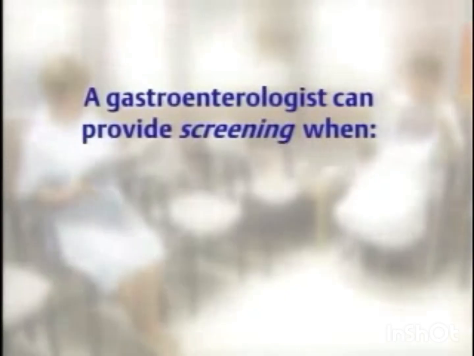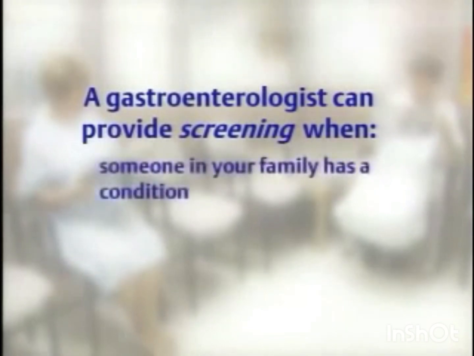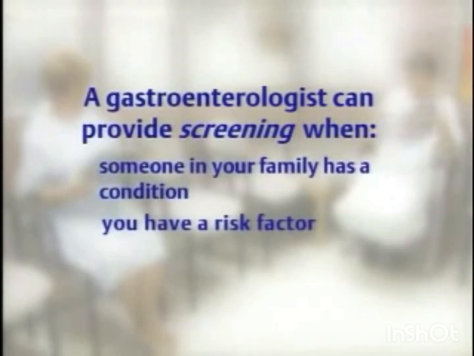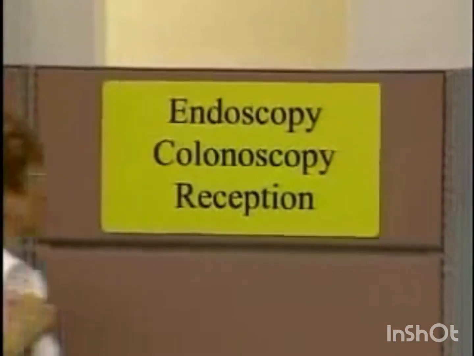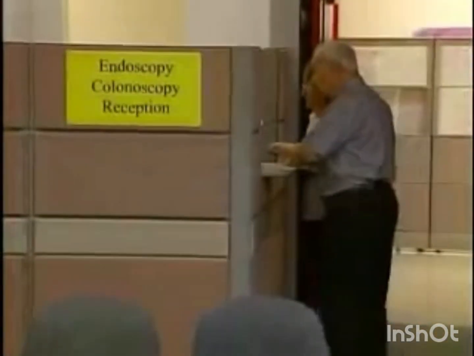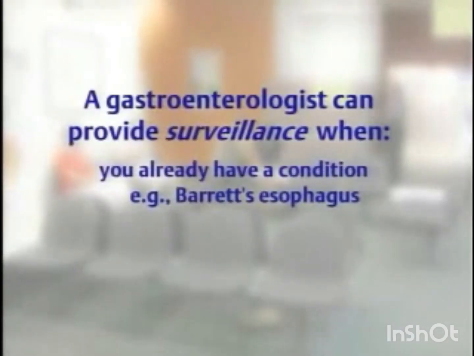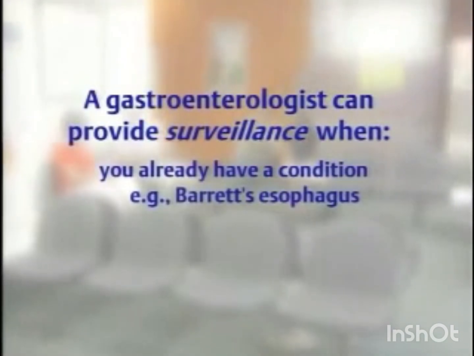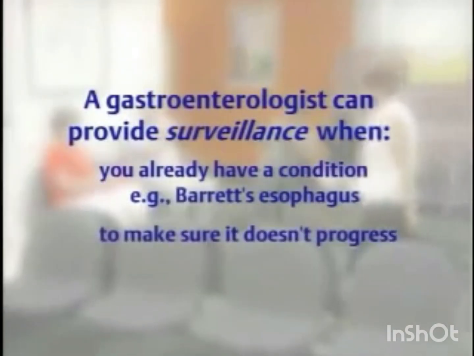Other reasons that you may be asked to see a gastroenterologist would include screening or surveillance. Screening, for example, would be to look for disease because somebody else in your family may have a condition or because you have a risk factor for a condition, such as colon polyps or stomach cancer. Surveillance is when investigations may be conducted to follow up on a condition that has been identified previously. So if you've been identified as having, for example, Barrett's esophagus, then it may be decided that it would be important for you to have further investigation to make sure the condition doesn't progress.